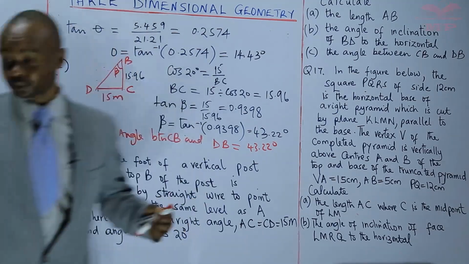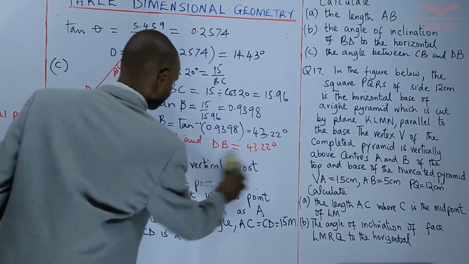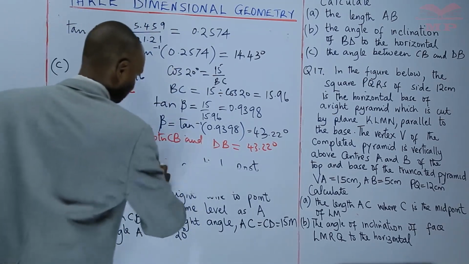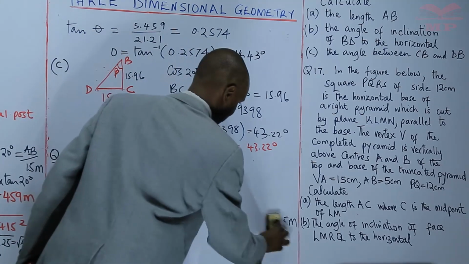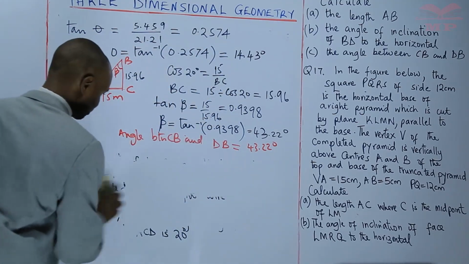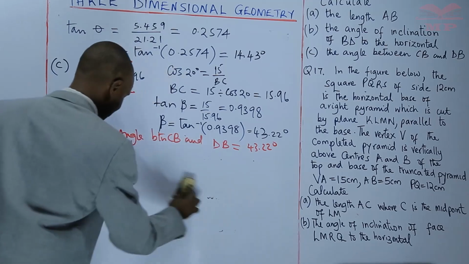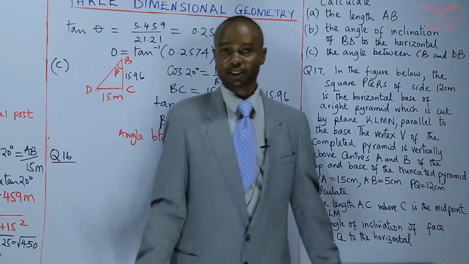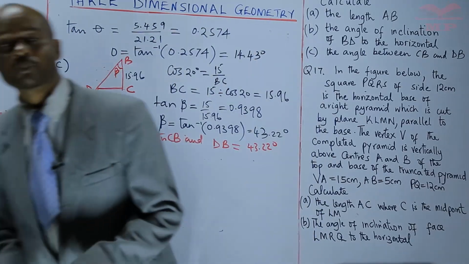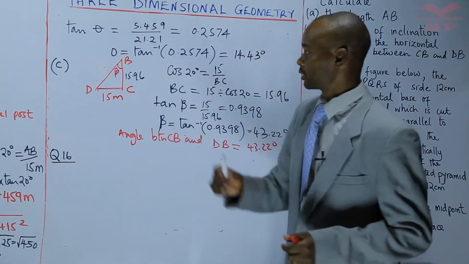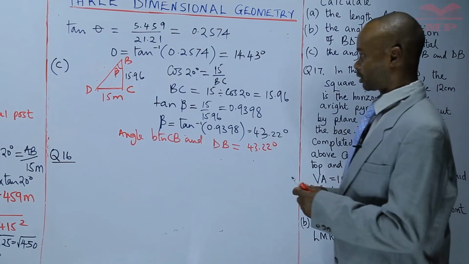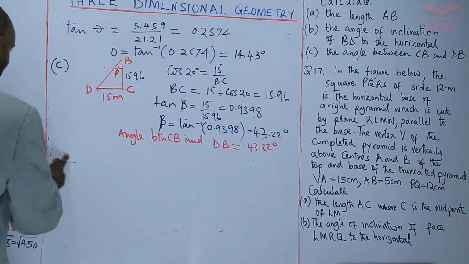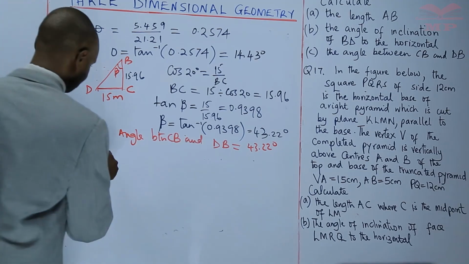We move to 17. We are moving to question 17. So if you have your pen, mark your answer. You'll see whether you got it correct or you got it wrong. This is the opportunity for you to check where you went wrong. So we move to question 17.